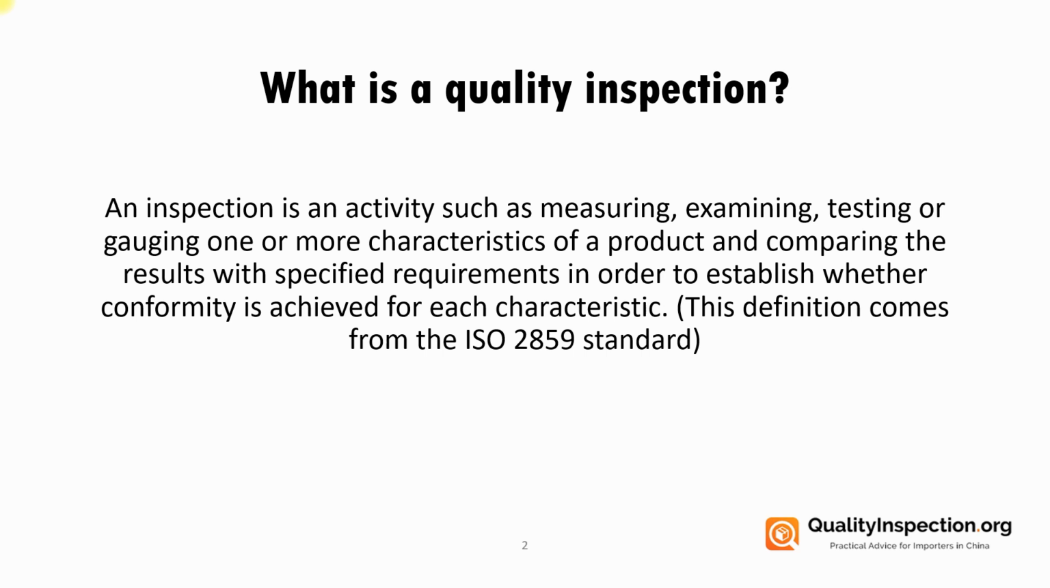As you may know, inspections are where quality inspectors are checking your products to make sure that they are of the right quality and will meet your expectations. But let's have a look at the official definition. An inspection is an activity such as measuring, examining, testing or gauging one or more characteristics of a product and comparing the results with specified requirements in order to establish whether conformity is achieved for each characteristic.